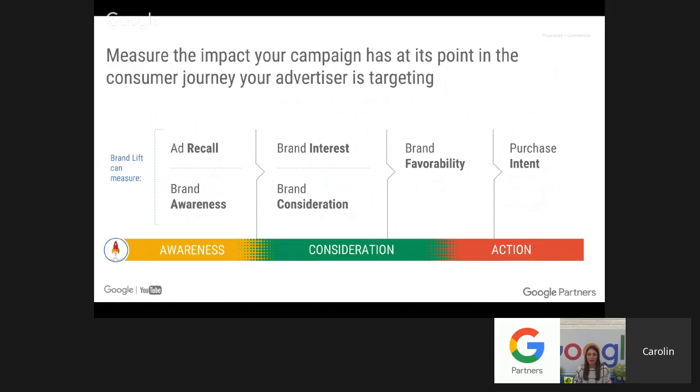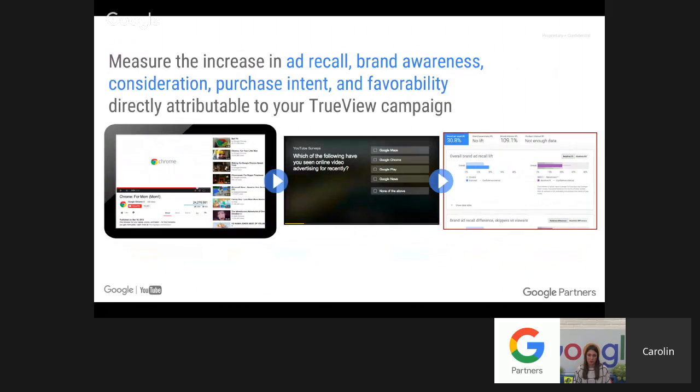Here we can measure metrics such as favorability, so do people favor my brand over others, or purchase intent. Are they currently intending to purchase something? On all of those metrics, we can measure them on your brand impact, but also if you're interested if the product of a certain brand is driving impact, we can also measure that. I'll explain now how this actually works.